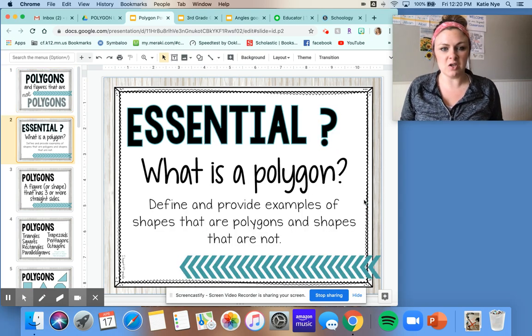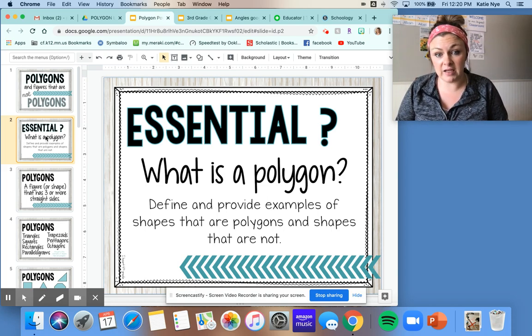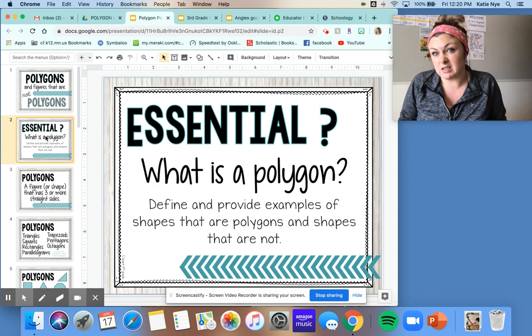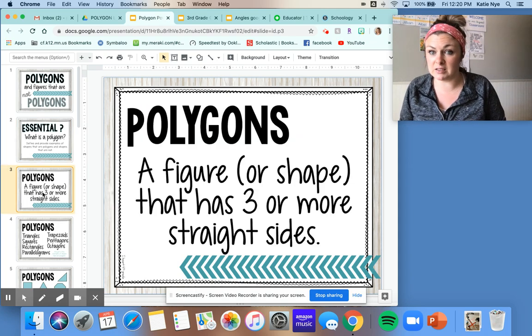Okay, so what is a polygon? A polygon is what we're going to be talking about today. So your essential question or your I can statement is: what is a polygon? I can define and provide examples of shapes that are polygons and shapes that are not. Sounds pretty simple, right? We just have to know what a polygon is. Here's what a polygon is.